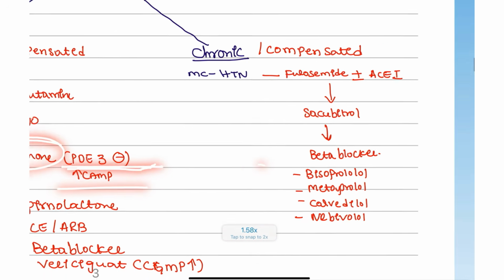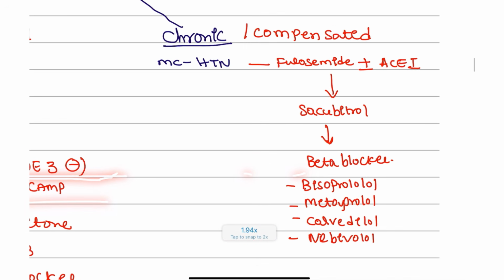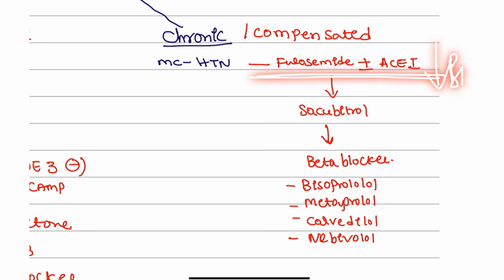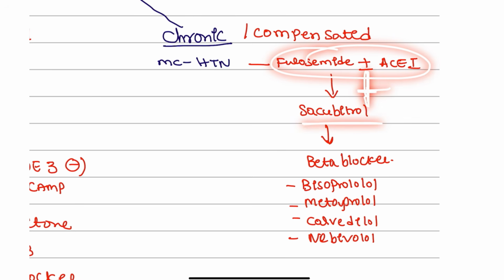In the chronic patient, you can start again with furosemide to decrease the pulmonary edema, and an ACE inhibitor, which will decrease the blood pressure and the fluid overload. If it is not working, we can add on sacubitril, and we can add on beta blockers such as bisoprolol, metoprolol, carvedilol, and nebivolol.